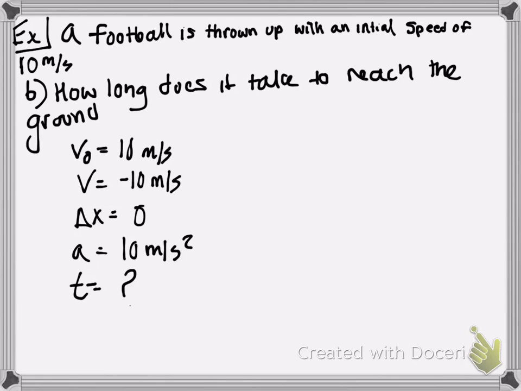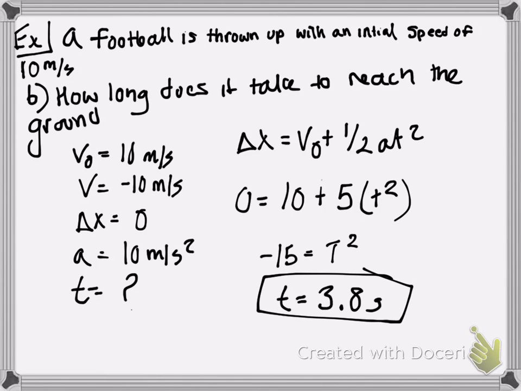And I know that delta x would be 0 because it has reached the ground, and then our acceleration rate is 10, gravity, and I'm looking for t. So I will use the equation delta x equals v naught t plus 1/2 a t squared, and when I do all that, my time equals 3.8 seconds.